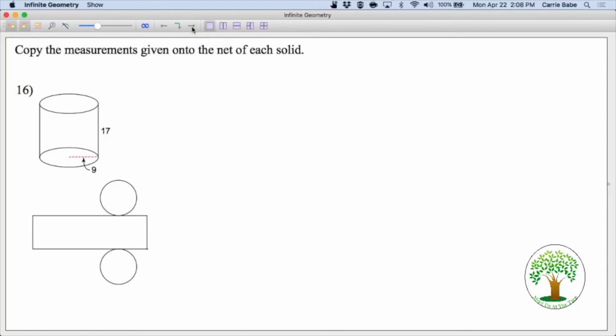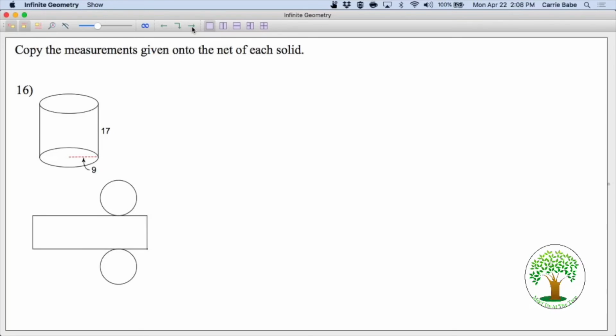flat. And that's what we're going to do. This is a very good thing for you to do and to be able to determine this, okay? So what they want you to do is the instructions say, copy the measurements given onto the net of each. This bottom thing is called the net, or what is after it's all flattened out.